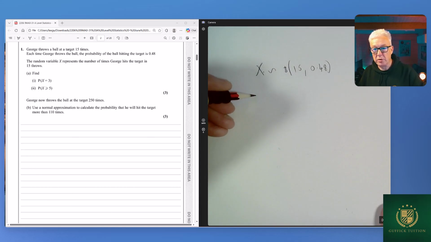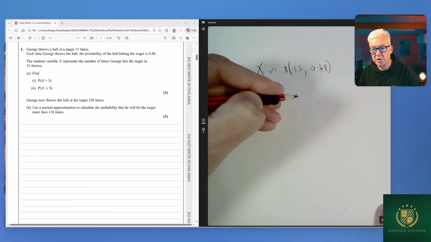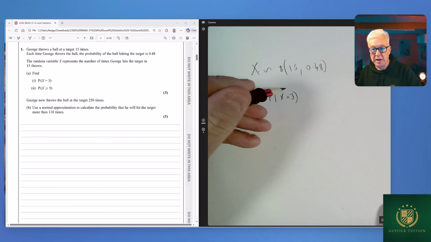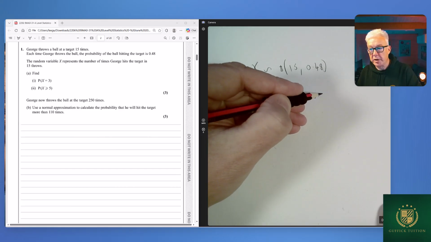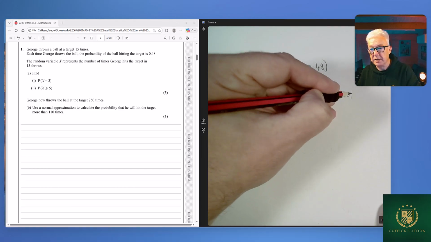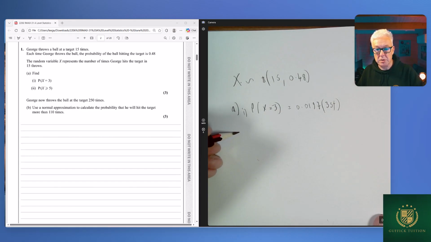Okay, then let's have a look. First of all, the probability that x is equal to 3. That's nice and straightforward. That's going to be binomial PD. Now, when we put that into our calculator with binomial PD, we get 0.0197 to 3 significant figures. Okay, so that's our first one. Now, that's part 1. And then part 2.